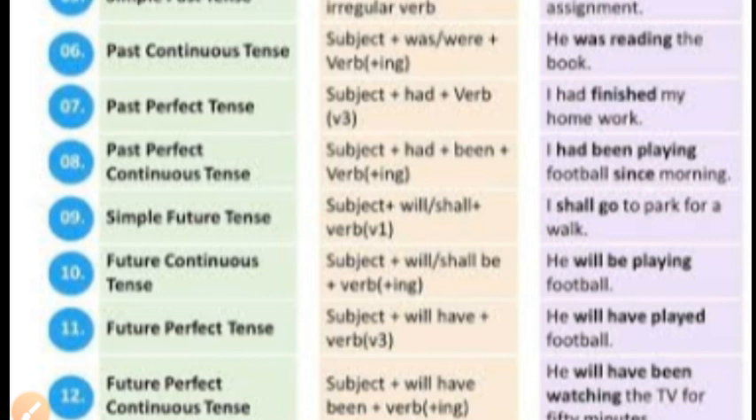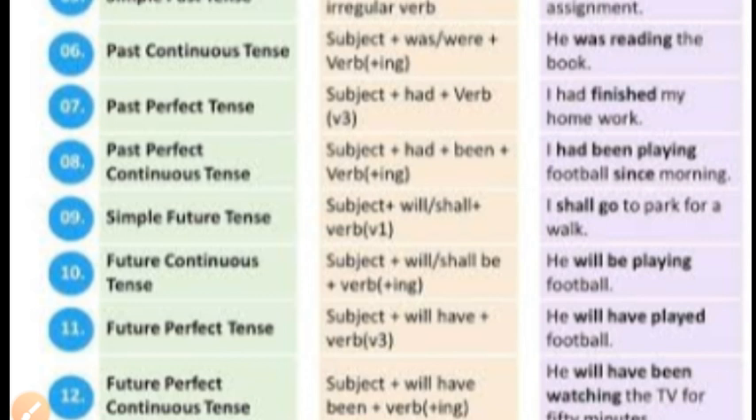Past perfect tense. Subject plus had plus verb, and the verb should be in third form. I had finished my homework. Past perfect continuous tense. Subject plus had plus been plus ing form of the verb. Example, I had been playing football since morning.